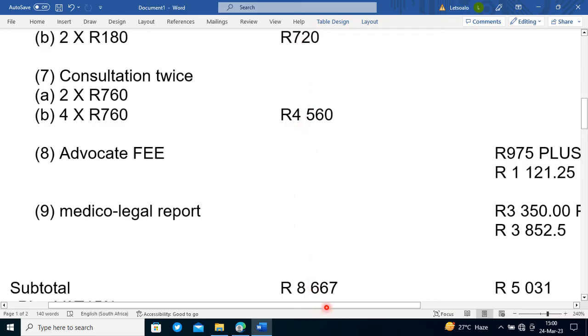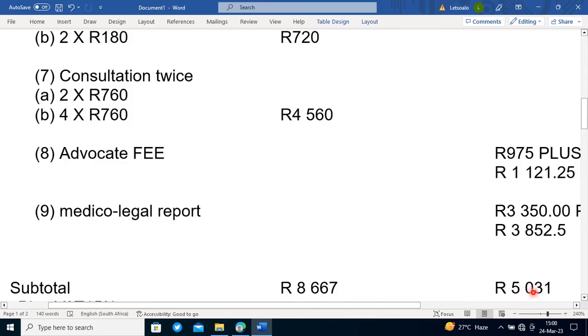So all those fees made 8,667. Then once we write the subtotal of fees, I'm going to say subtotal of fees. I'm so tired, guys, so my mind is playing tricks with me. 8,667 is the subtotal of fees.